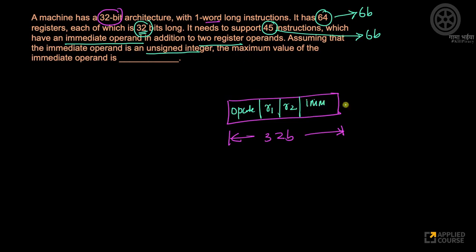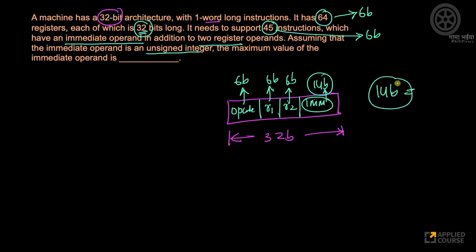The maximum value of the immediate operand is, okay, let's write this down. The opcode for 45 instructions takes up 6 bits. I have 64 registers, so 6 bits for this and 6 bits for this. So 6 3s are 18, 18 bits are consumed. How many are left now? 32 minus 18, so only 14 bits are left for my immediate operand. The last operand is called the immediate operand.